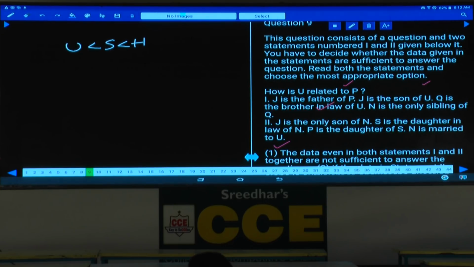Then question number 9 onwards. Now in this question number 9, how is U related to P? It is based on data sufficiency. This is how to represent the data. Now we need to find out the relation of U, isn't it? How is U related to P? And the question mark is at U only.